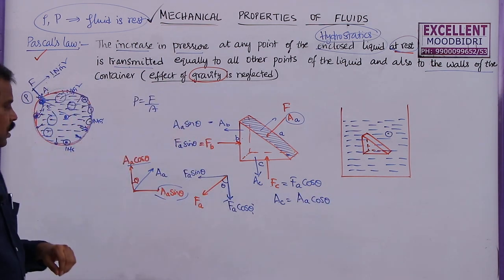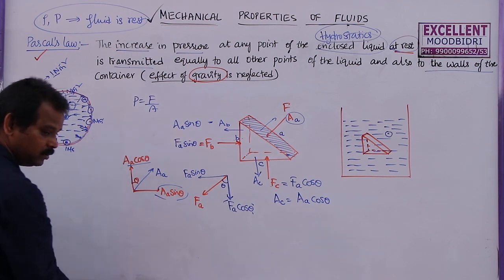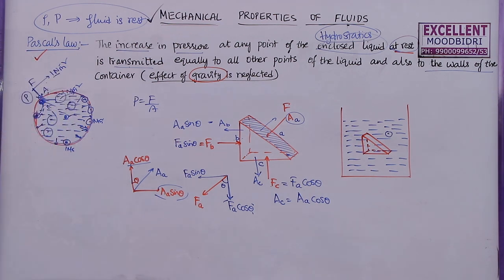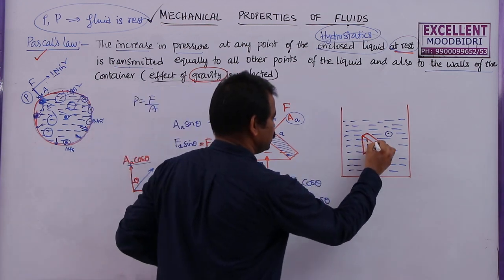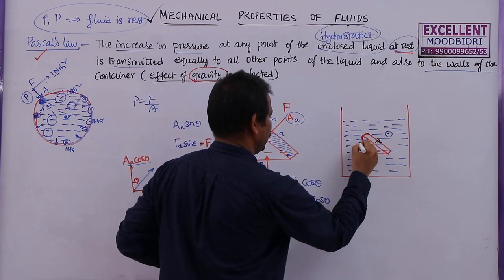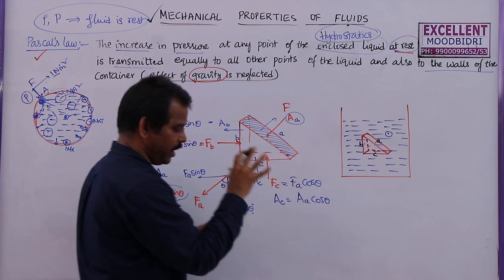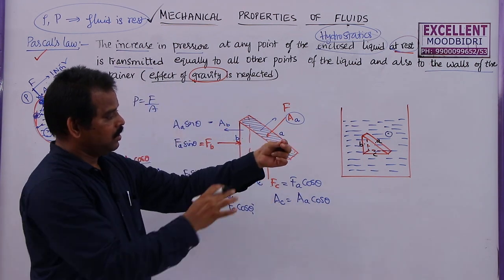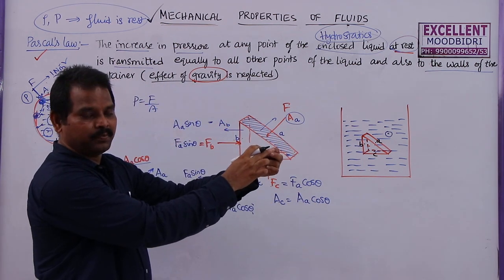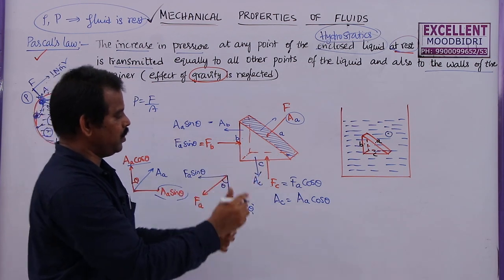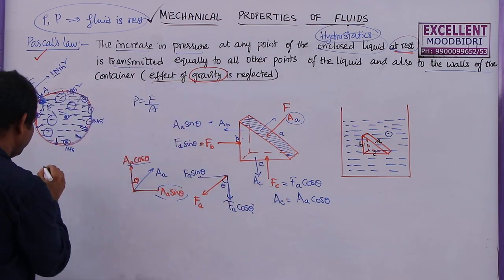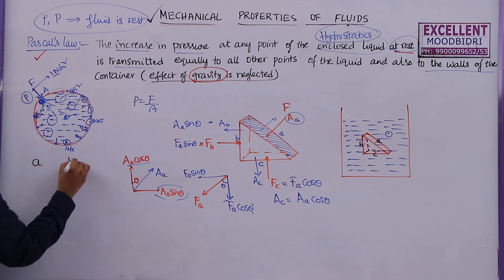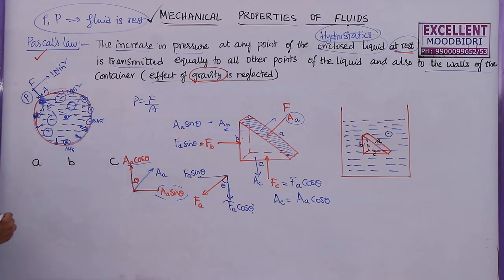Now we have 3 points, at A, at B and at C. So I am taking those 3 points here. This is point A, this is point B, this is point C. Actually speaking, all these 3 points are joining at a single point only, very near to each other. So what is the pressure at A? Pressure at A is equal to the force acting on surface A by the area of surface A.